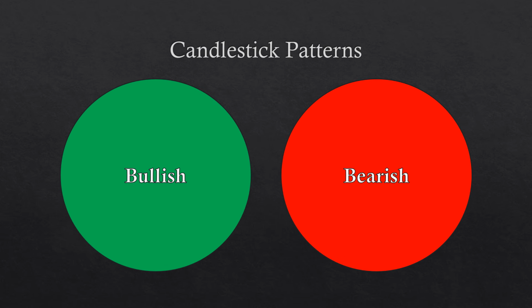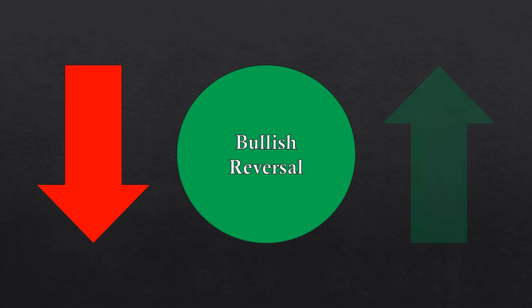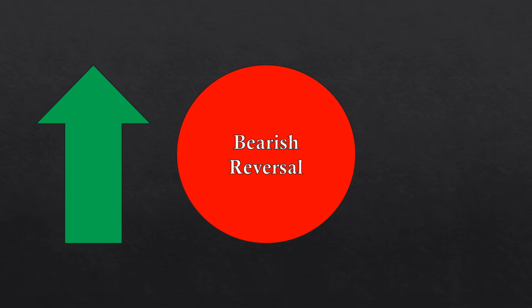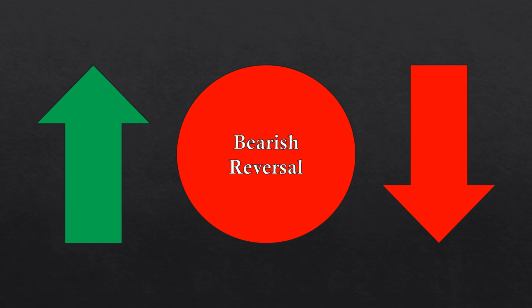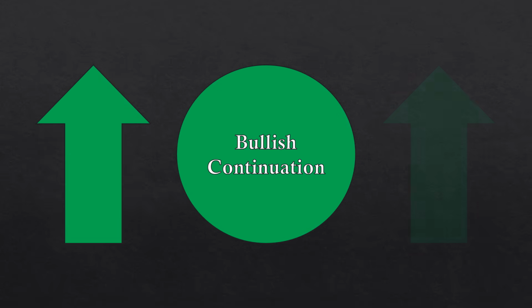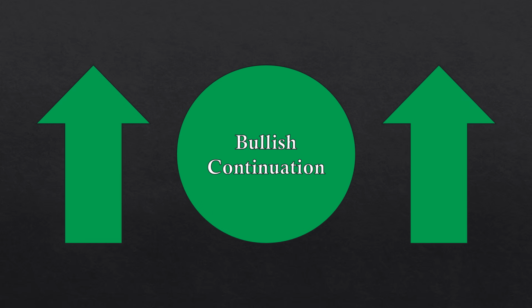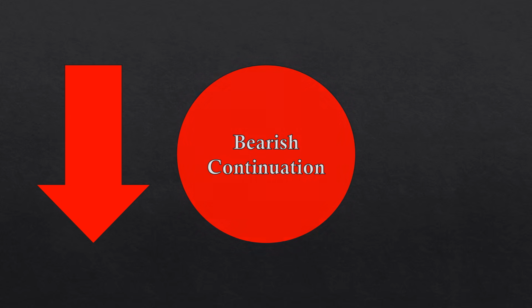So for example, when there is a bullish reversal pattern, price will be going down and then a pattern will appear to signal a reversal to the upside. By the same token, in a bearish reversal pattern, price will be going up and then a bearish reversal pattern will appear to signal a reversal to the downside. In a bullish continuation, price will be going up and then a pattern will appear to indicate a continuation to the upside. In a bearish continuation, price will be going down and then a pattern will appear to indicate a continuation to the downside.